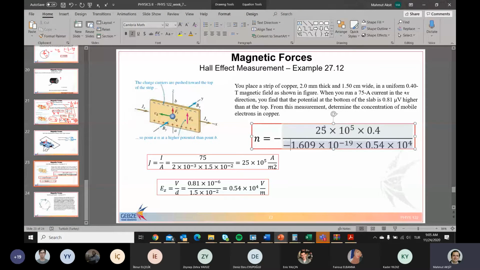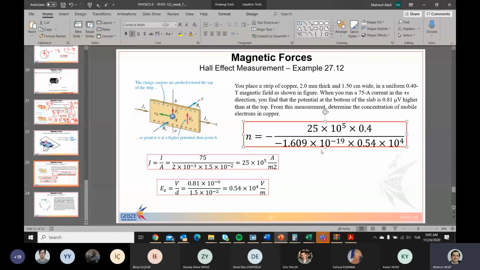I don't know if I can do this calculation for you. Let's say it should be about 1.1 times 10 to the 20, I guess, in that scale. Okay, and the unit should be 1 over meter cube. I'm not going to do this in Turkish because it's very straightforward. You just apply the equation.